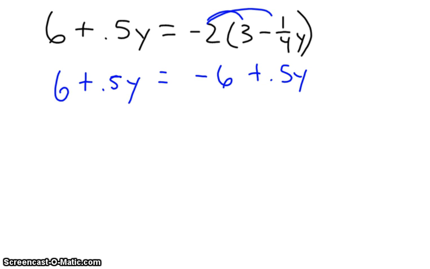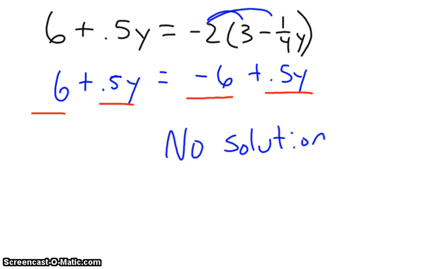Now they look so similar, they look like they should work. I have a 0.5y on this side. I have a 0.5y on this side. But here's where it strays. This is a positive 6. This is a negative 6. So at this moment, I can determine variables are the same. Numbers are not. I could never make this work. This is a no solution. So that is a no solution problem.